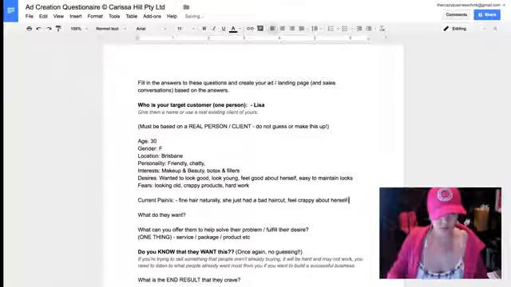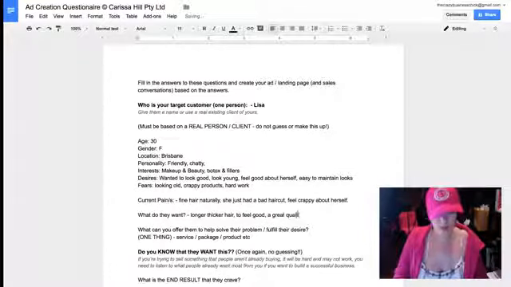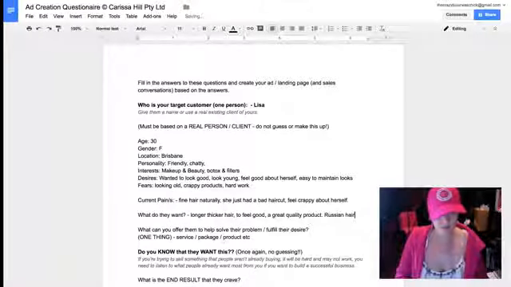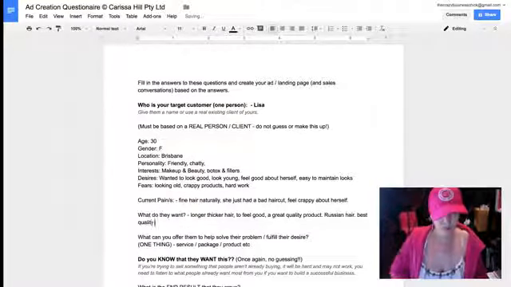What did she want? She wanted longer hair again, longer, thicker hair, to feel good. A great quality product. She did come to us because she was researching and she saw that we only used really high quality Russian hair, and that's why she came to us. Russian hair, best quality. She wanted the best. She was prepared to pay for the best.